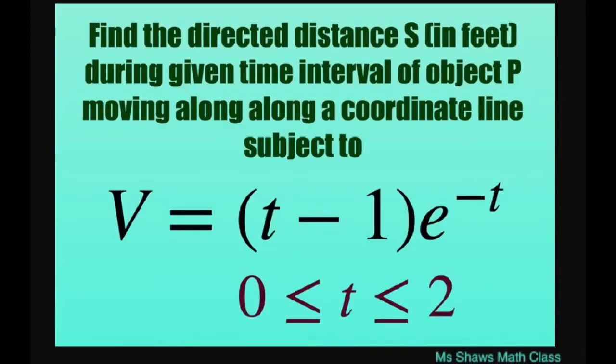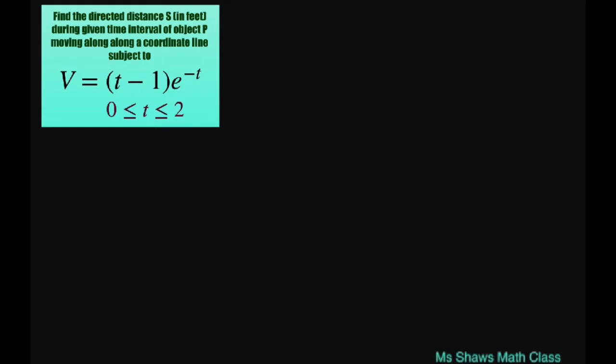Everyone, we're going to find the directed distance s in feet during the time interval 0 to 2 of object P moving along a coordinate line subject to v equals t minus 1 times e to the power of negative t. The setup is your formula: the directed distance s equals the integral from 0 to 2 of the absolute value of v of t dt.